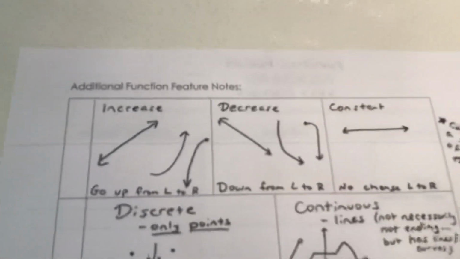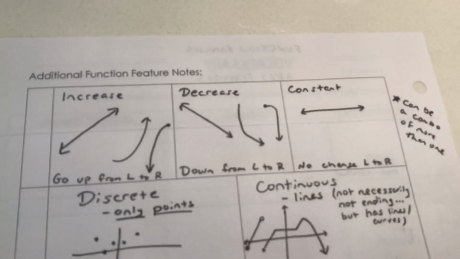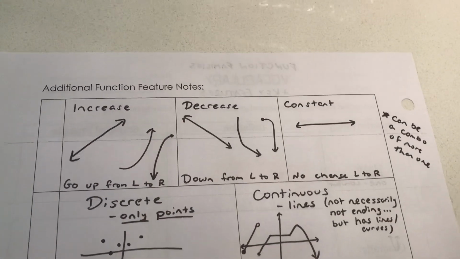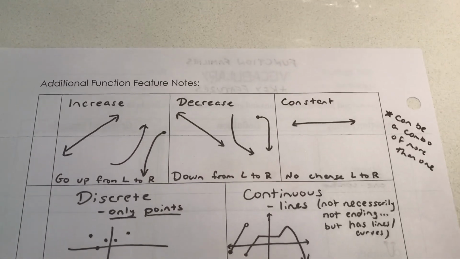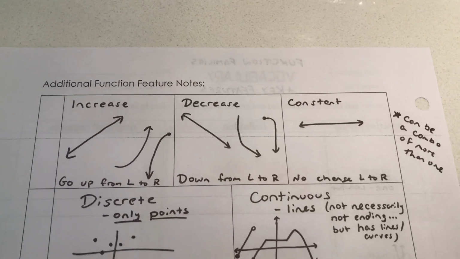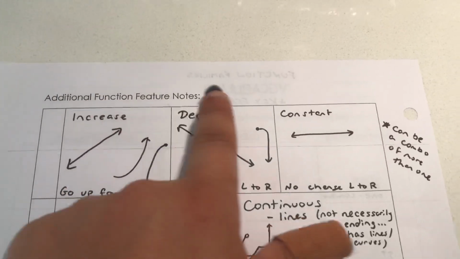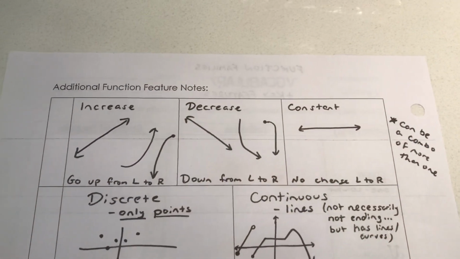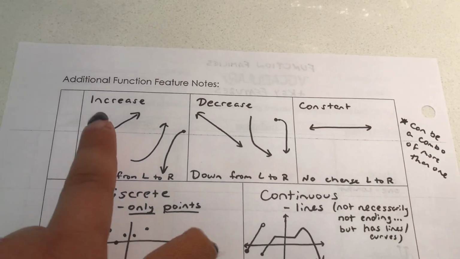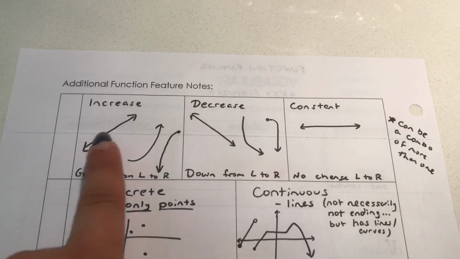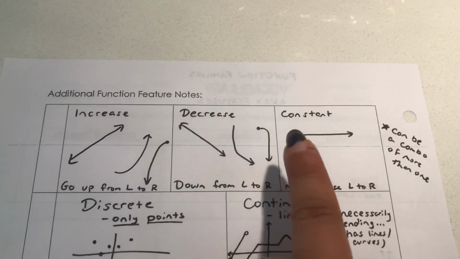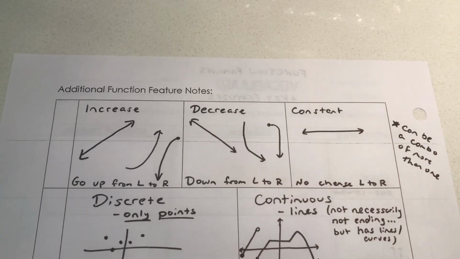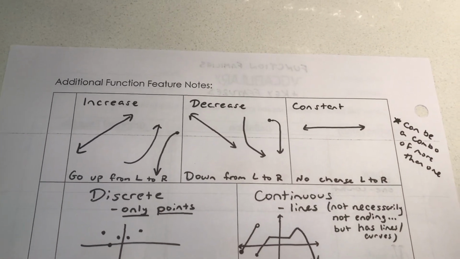There are also different features that we can describe a graph with, such as increasing, decreasing, or constant. You read a graph like you read a sentence, left to right, always. So you can increase from left to right going up, decrease going down, or be constant, staying the same with no change.